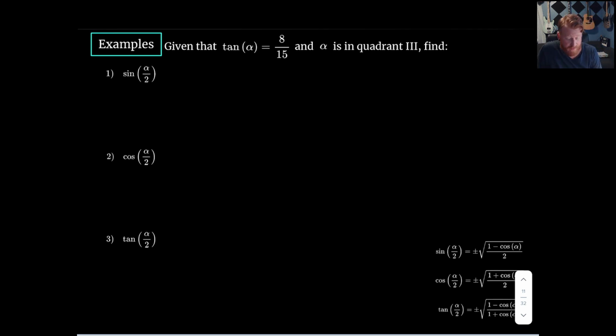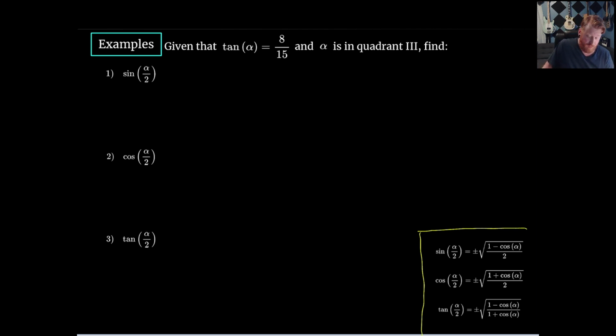So here we're given that the tangent of alpha is equal to 8 over 15, and that alpha is in quadrant 3. And what we want to do here is find the sine of alpha over 2, the cosine of alpha over 2, and the tangent of alpha over 2. Now, down here in the bottom right, I've got our different forms here that we can use as we go. But let's take a look at the situation here. And there's some extra bits that we need to think about.